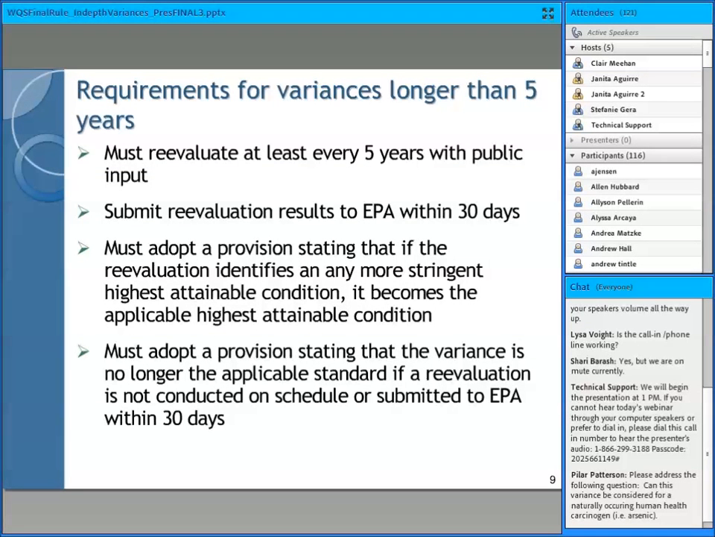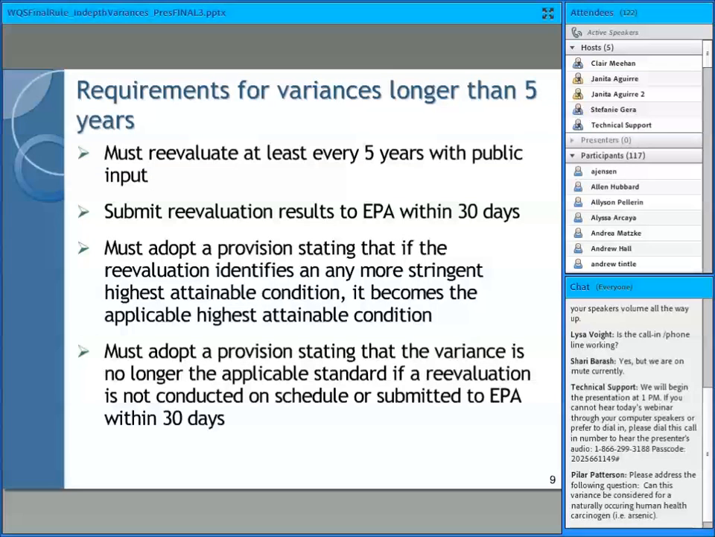First, if a state or tribe adopts a variance longer than 5 years, the variance must specify a reevaluation frequency at least every 5 years, and how the state or tribe will obtain public input on the reevaluations. The regulation also requires the results of the reevaluations to be submitted to EPA within 30 days. The regulation provides the flexibility to specify the frequency of reevaluation to coincide with other state and tribal processes such as triennial reviews or permit renewals, as long as they occur at least every 5 years. EPA does not review and approve or disapprove the results of the reevaluations.